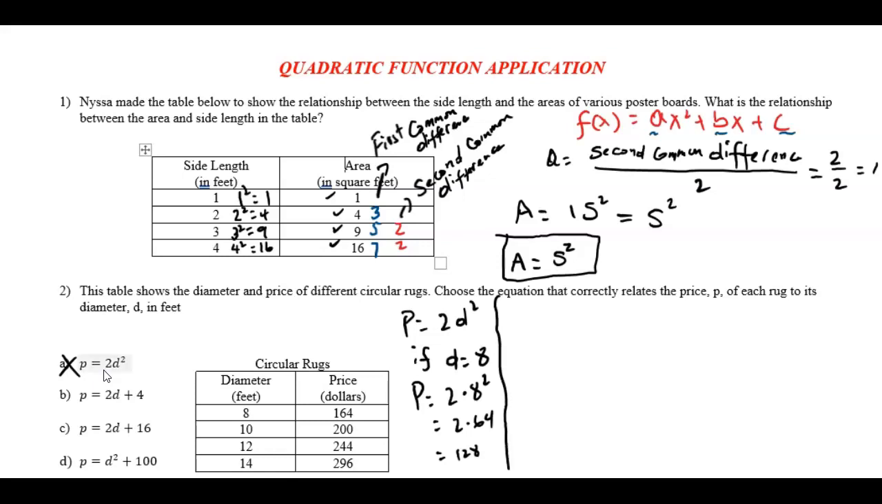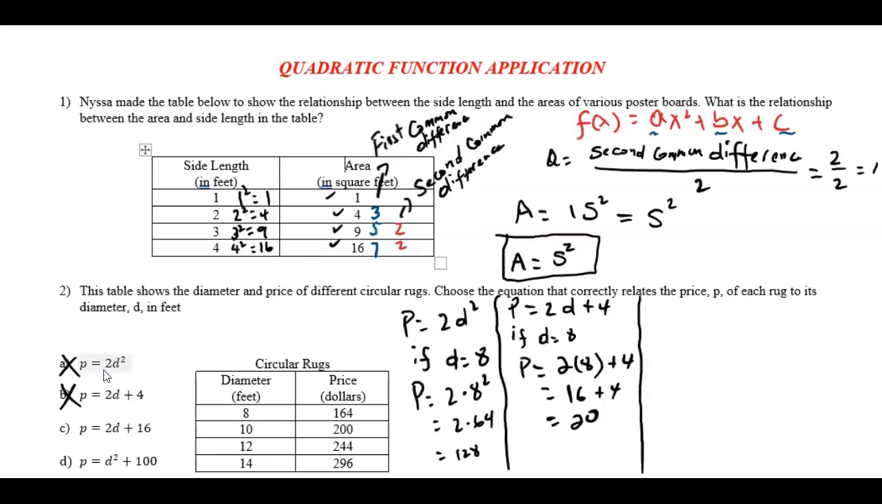If P equals 2D plus 4, now if D is 8, then P should be equal to 2 times 8 plus 4. 2 times 8 is 16, plus 4, and that'll be 20. And we see when it's 8, it's supposed to be 164. So therefore, this one is out.